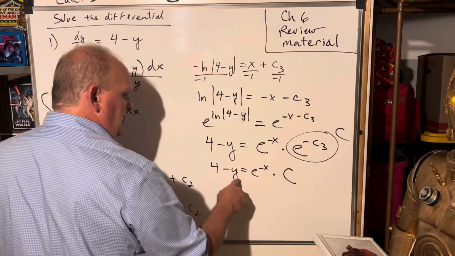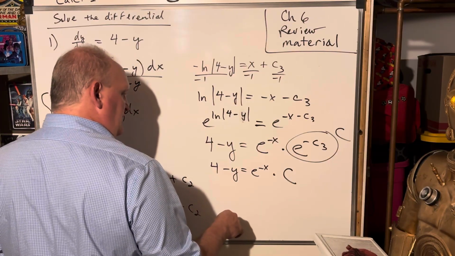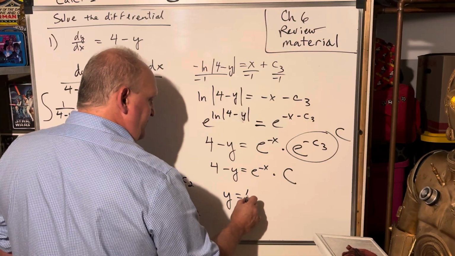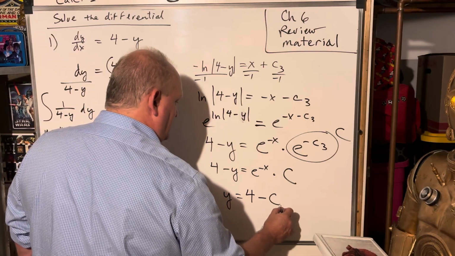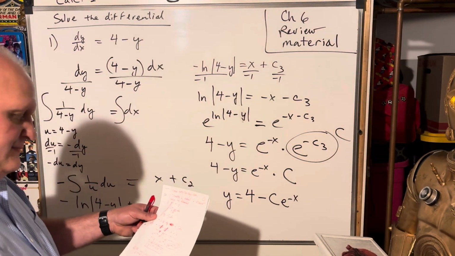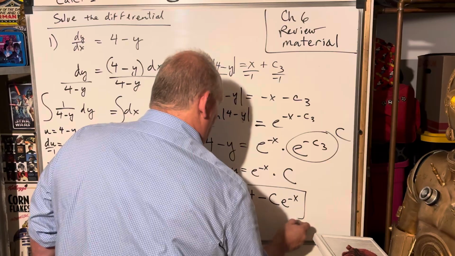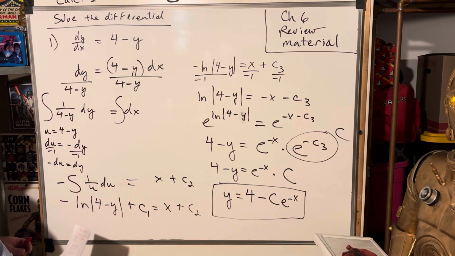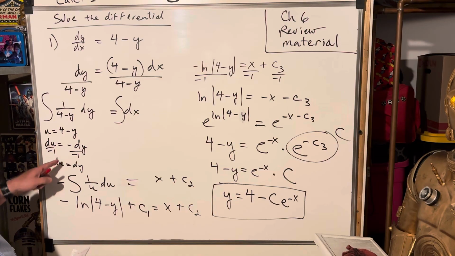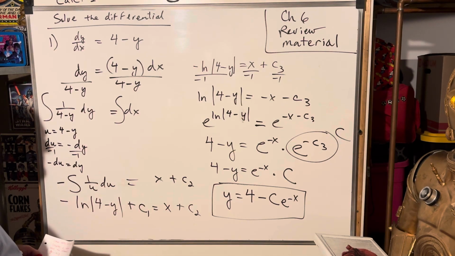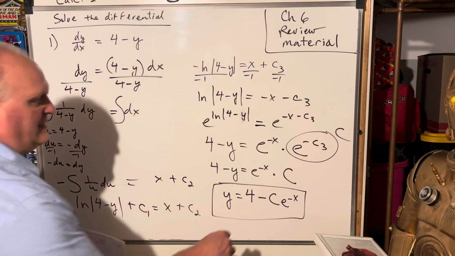And now solve for y. So y goes over there, e to the negative x, C goes over here. So y is equal to 4 minus C e to the negative x. And that's it. That was not an easy problem. You had to do a little u substitution and the integration and all of this c nonsense. At the end of the day, it just turned into that.